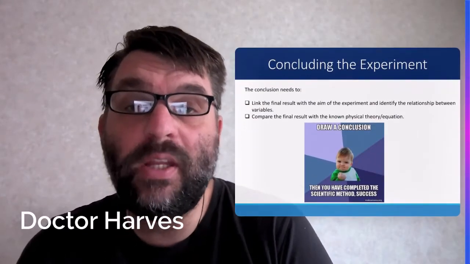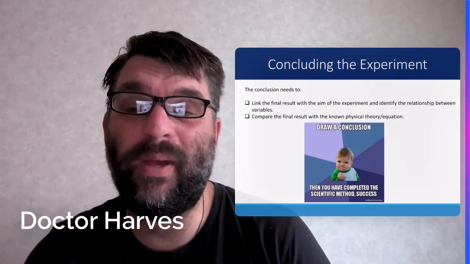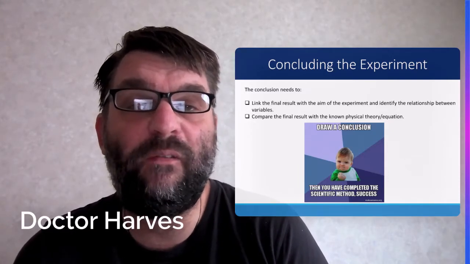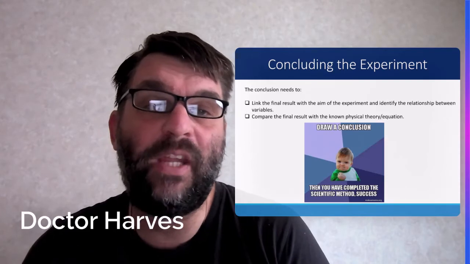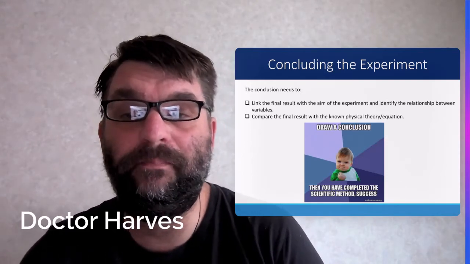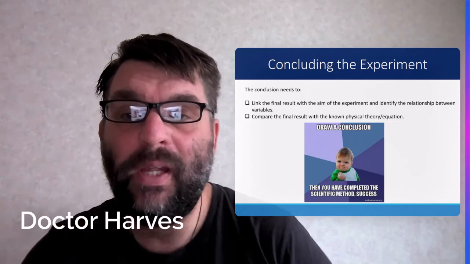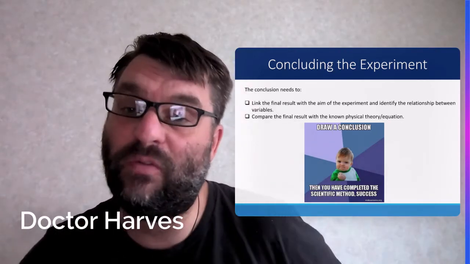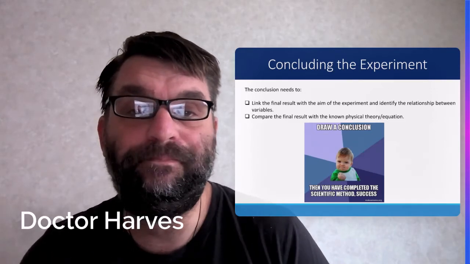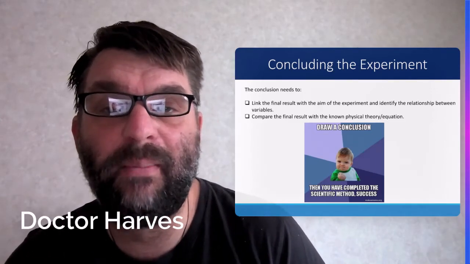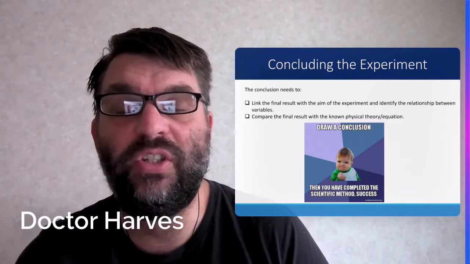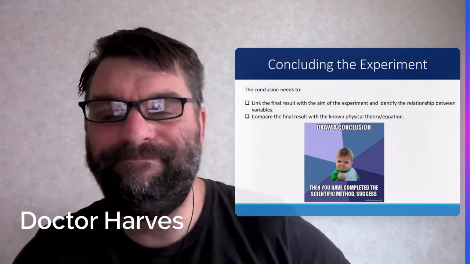So in terms of concluding the experiment, it's actually quite brief, should be about 2 or 3 lines, and essentially the conclusion links the final variable or result with the aim of the experiment and identifies the relationship between the variables. Okay, so you'll have an equation, and then you're going to link the equation you've generated from your linear graph to that first equation. And that's what we're going to do, that last part, comparing the final result with a known physical theory and equation to see if you're close enough.